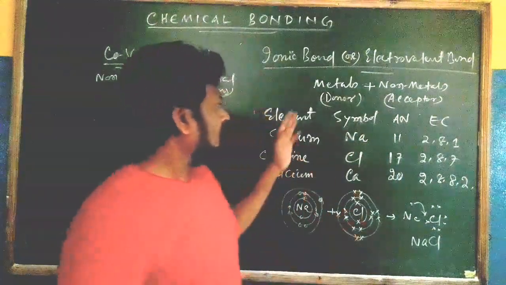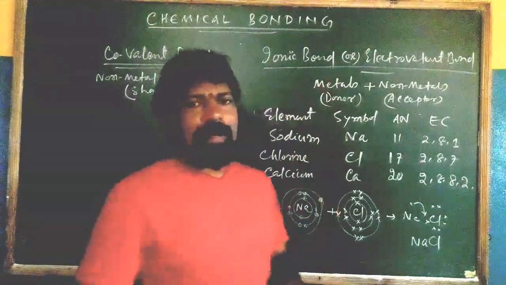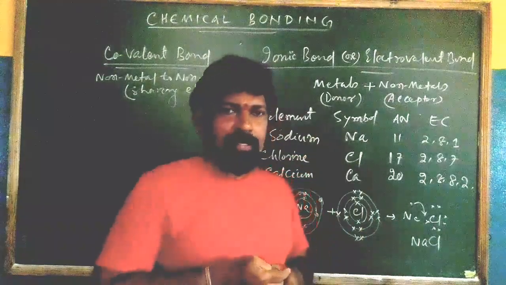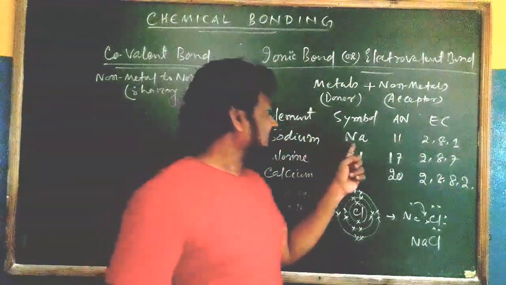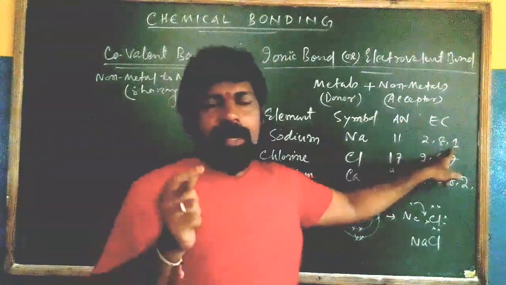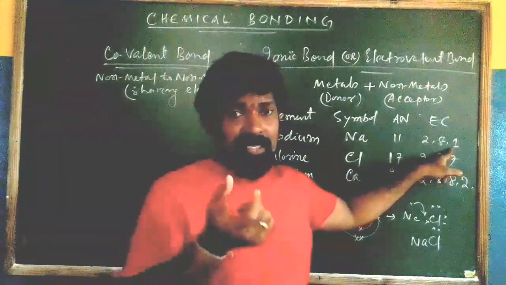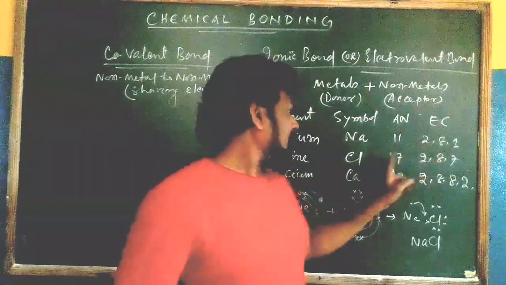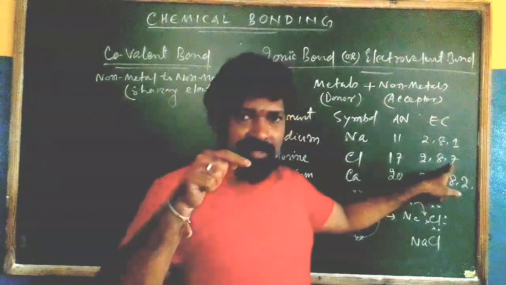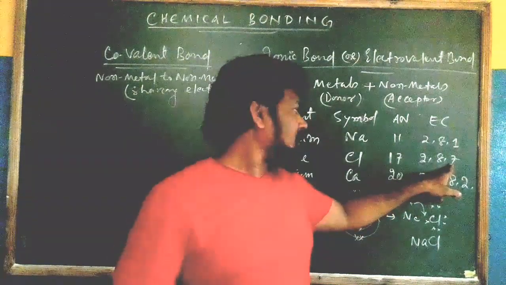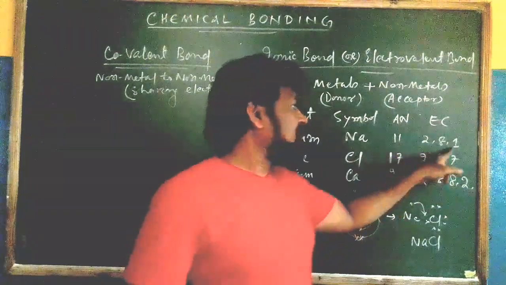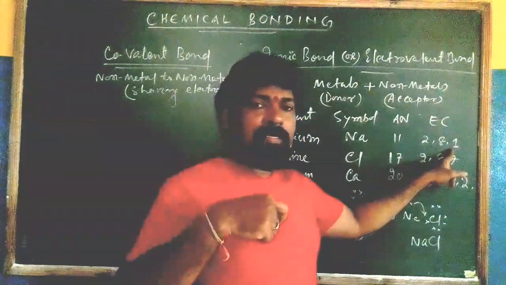Now here, what is happening in an electrovalent bond? To acquire 8 electrons, an element like sodium has only 1 electron in the outermost orbit, and to make it 8, 7 other electrons are required. An element like chlorine has 7 in the outermost orbit, and to make it 8, 1 more is required. So it is easier for chlorine to acquire 1, but it is very difficult for sodium to acquire 7.